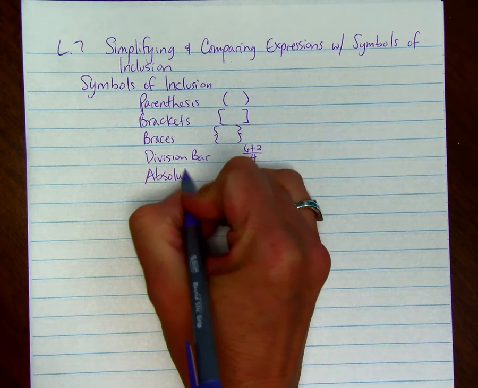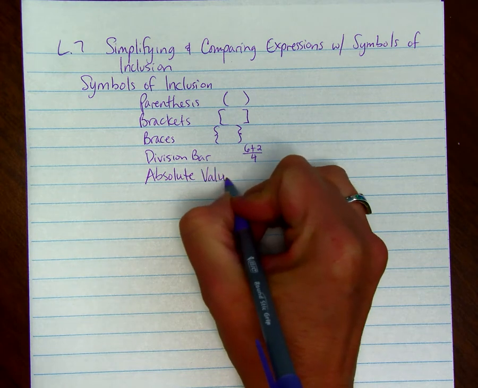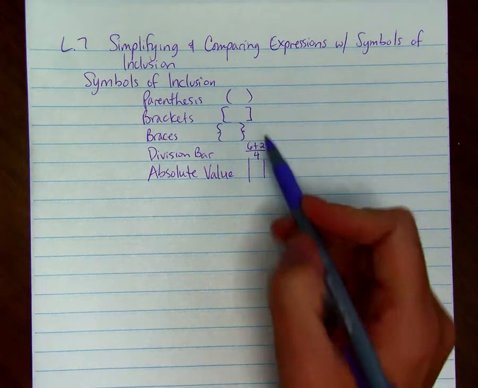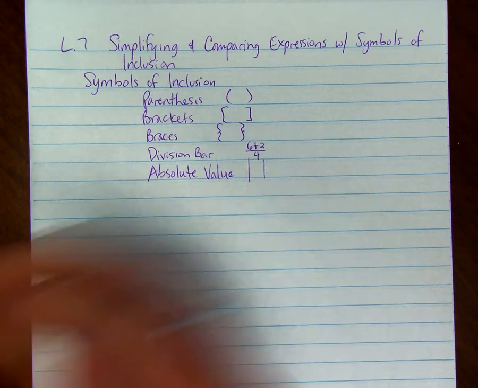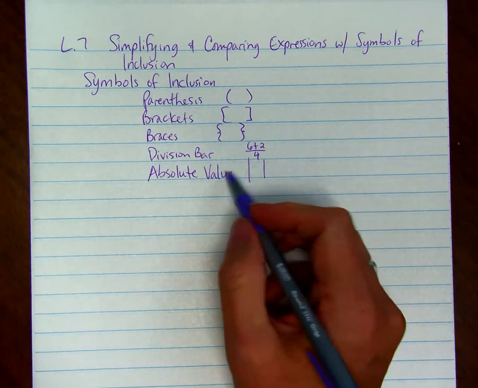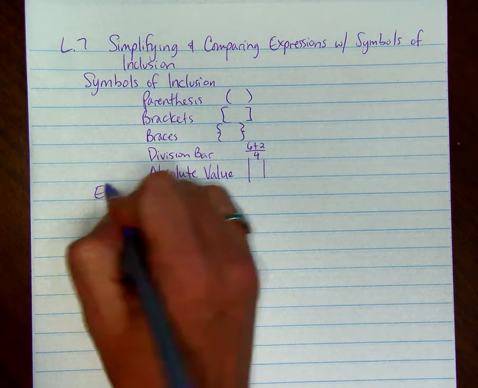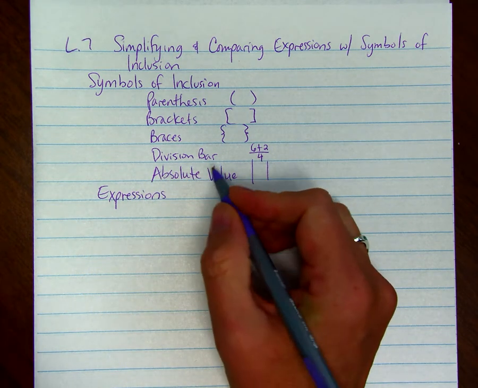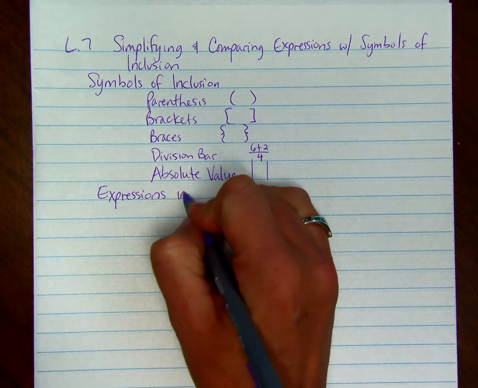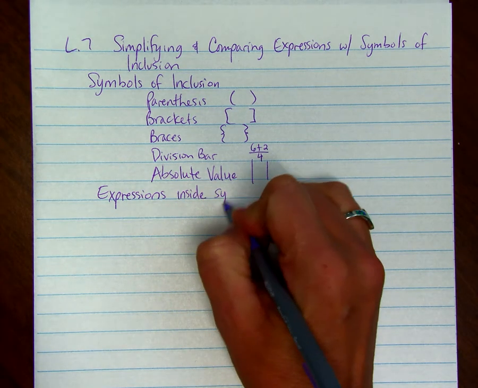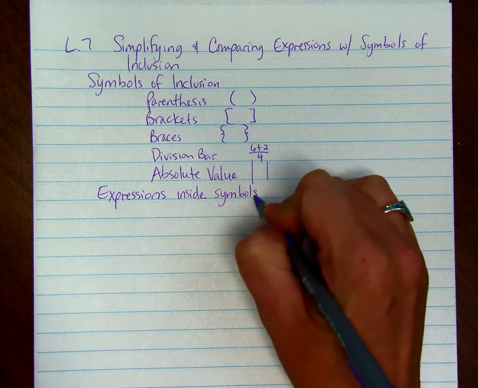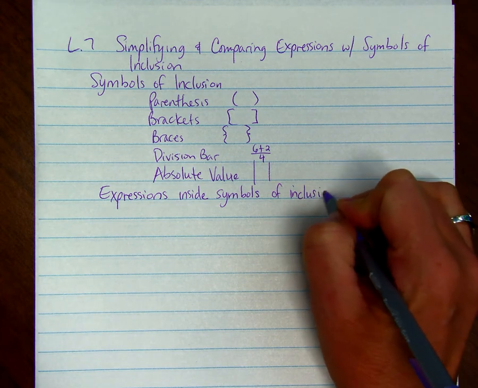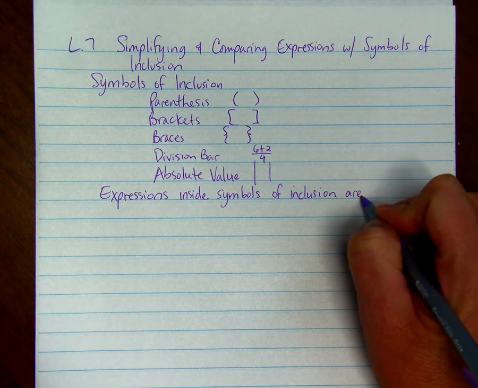The absolute value you also treat as a symbol of inclusion. So you want to simplify what's inside the absolute value before you finish the rest of the expression. So expressions inside of inclusion are considered a single term. So if you have a statement with addition and subtraction, and part of that statement is in a symbol of inclusion, then that would be considered a single term.